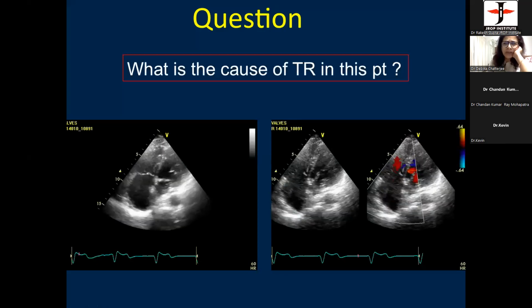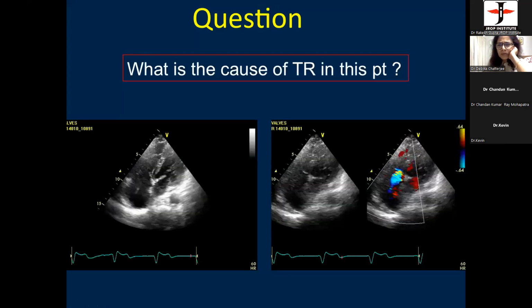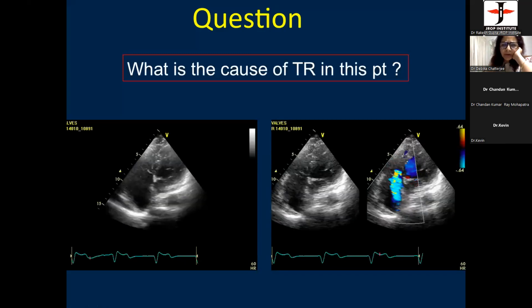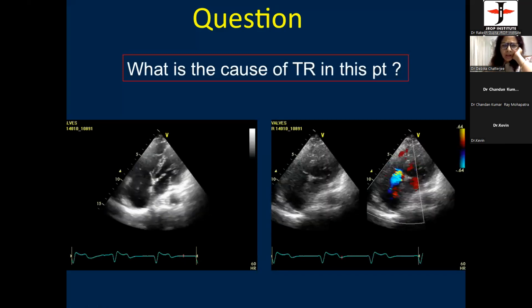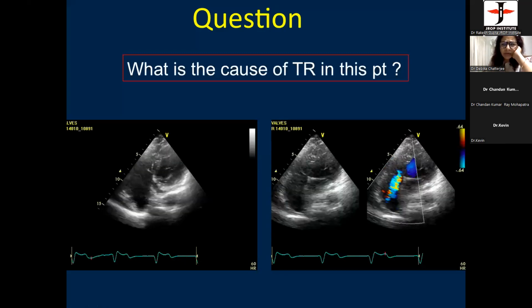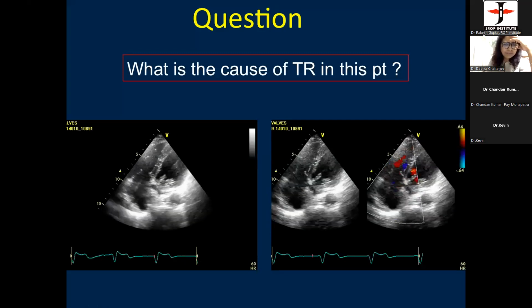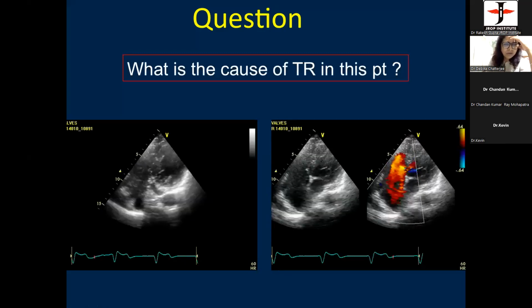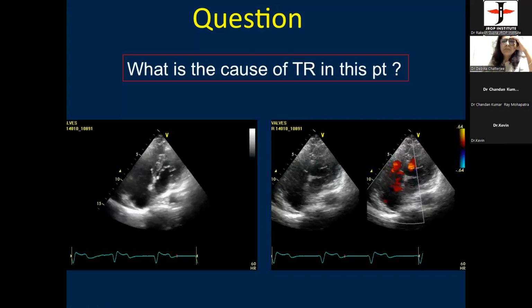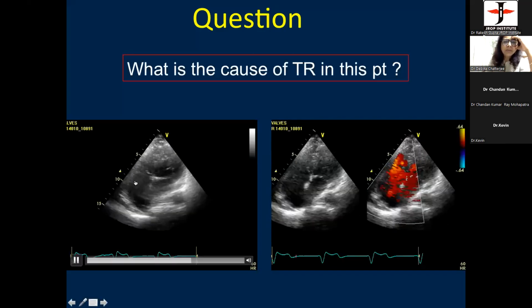Who said pacing lead, pacemaker? Dr. Rahul, ma'am. Okay, Dr. Rahul, you are correct. Tell me, why are you telling? Can you see something? Pacemaker lead, is it visible? Yeah, Rahul? Pacing lead is very visible. It can be seen in the right atrium, ma'am. Yes, it is visible in the right atrium.